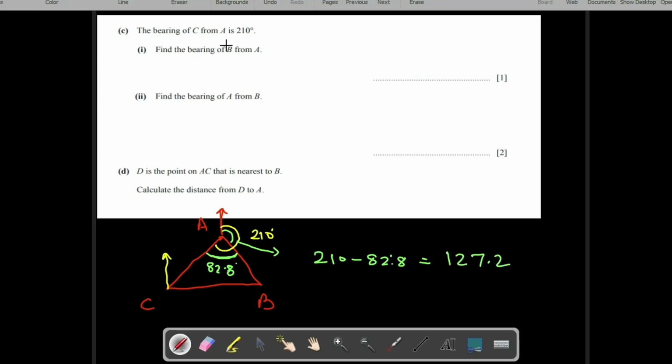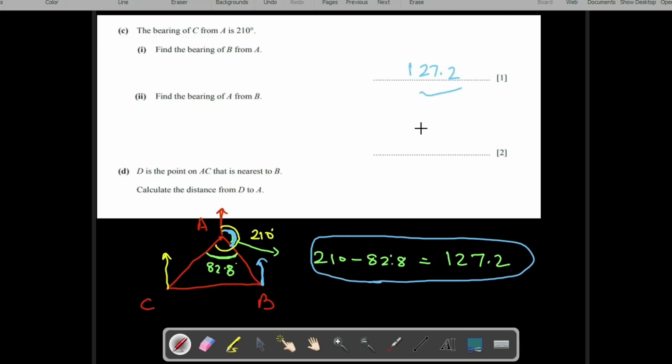Now coming to the question, the bearing of B from A, that means the direction of B from A. At A we have to draw north, and from A to B, this is our requirement, which we already calculated, 127.2. Another question is, find the bearing of A, that means the direction of A from B, so this is going to be our requirement, right? So the total angle is 360. If we can identify this angle, then we can find it out.